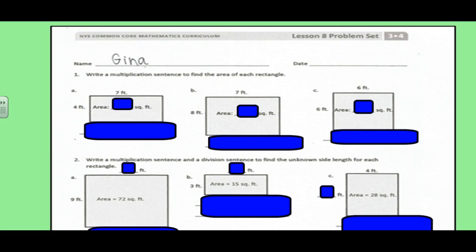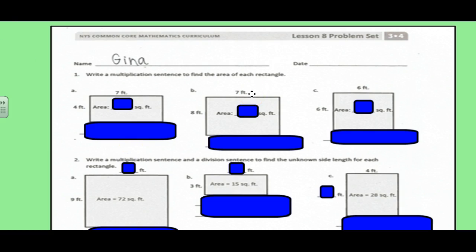Okay, so for part A on number 1, we know that one side length is 4 feet and we know that the other side length is 7 feet, but we're not sure what the area is. But we've learned in previous lessons that all we have to do is multiply the side lengths of a rectangle to find the area. And notice up in the directions it says write a multiplication sentence to find the area of each rectangle. So on these lines for A, B, and C, we're also going to be writing the multiplication equation that we use to find the area.